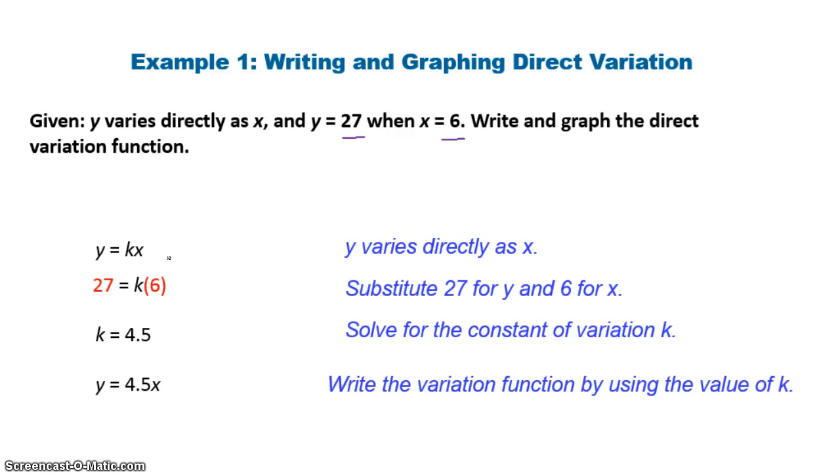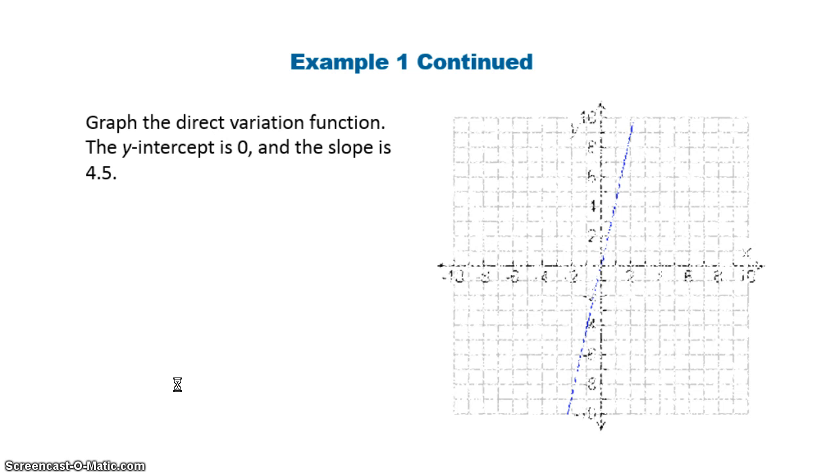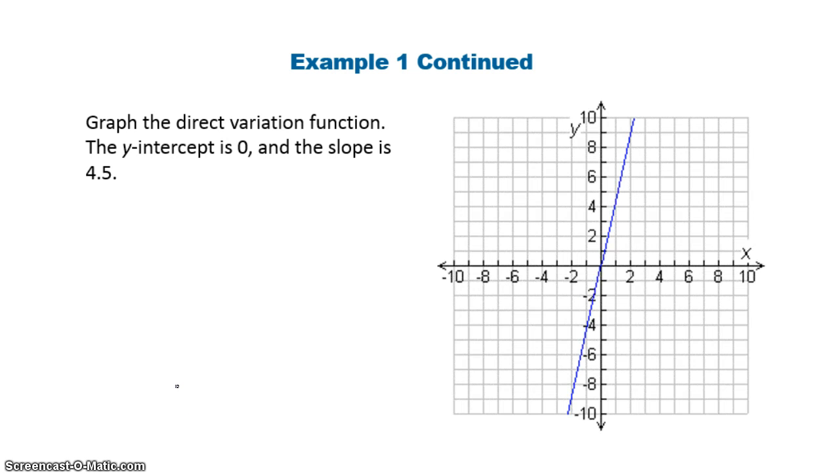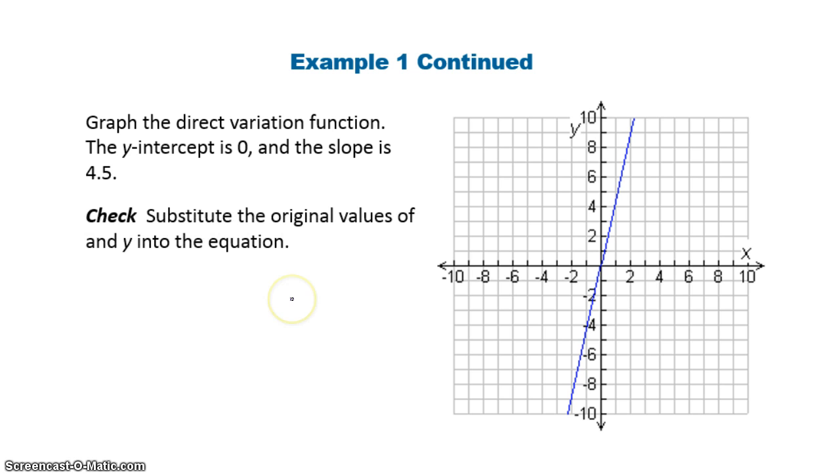Now let's graph it. So we know if we look at y = mx + b, we know that 4.5 is our slope, and our y-intercept, of course, is 0. So we can put this into our calculator and graph that, and we end up again with a line going through the origin. You can check to make sure that you have solved this correctly by putting back in your two original values, 27 and 6, and make sure that your left side equals right side, and it does.